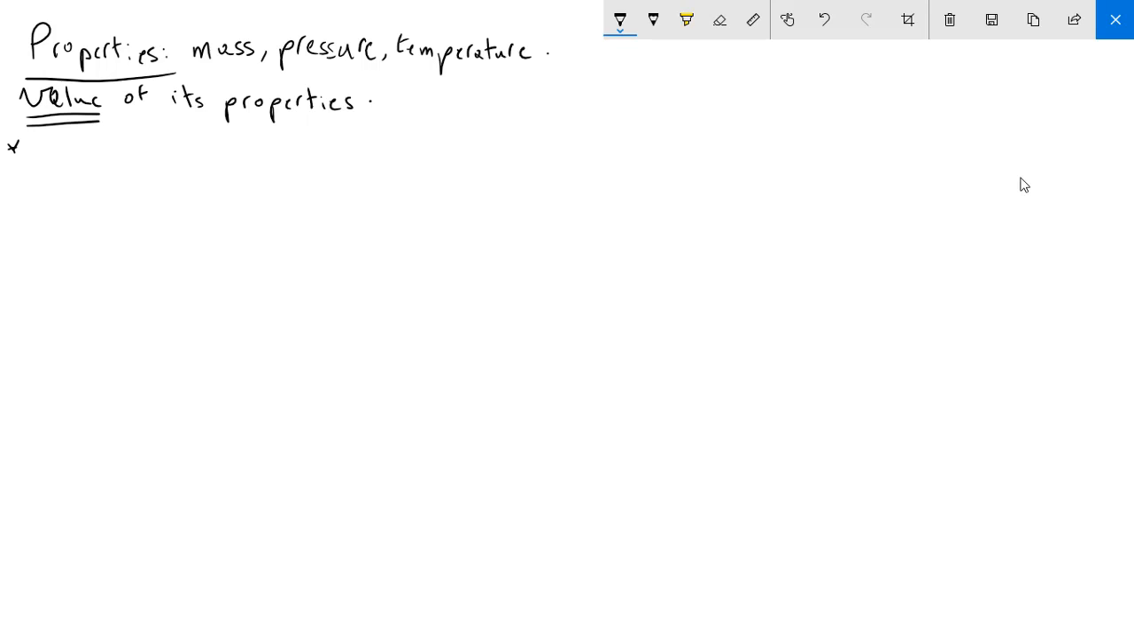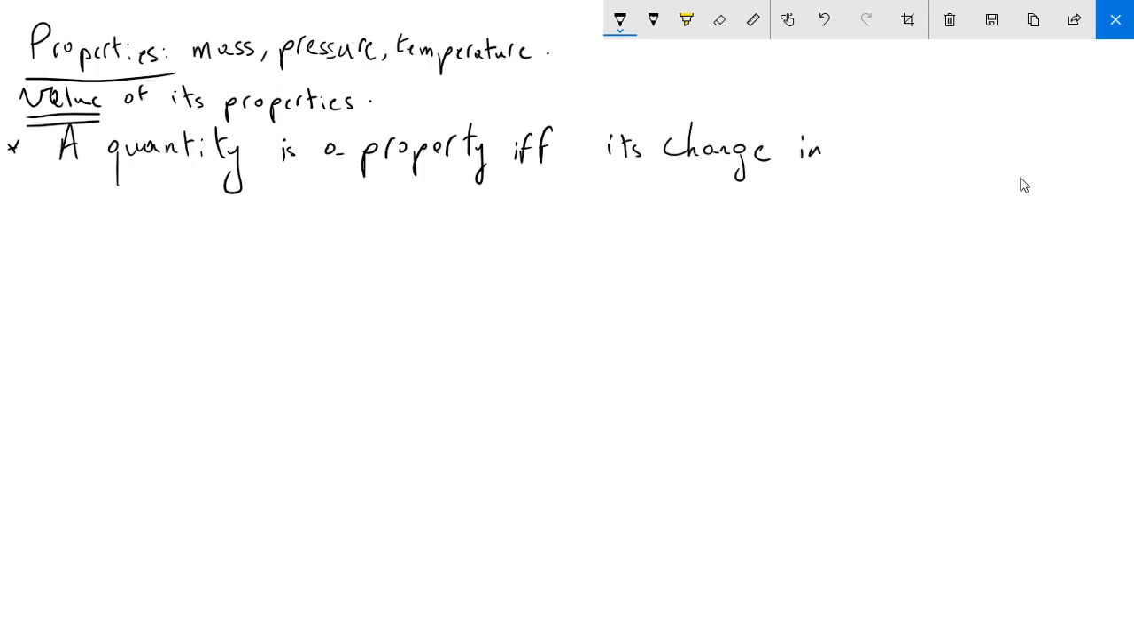So a quantity is a property. We'll now define what is a property. A quantity is a property if and only if its change in value is independent of the process where that change happened.